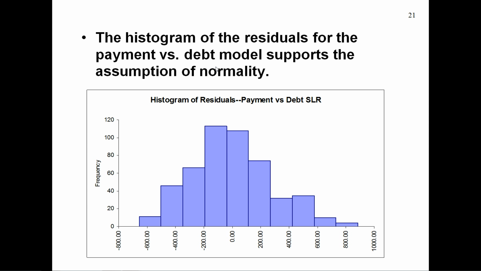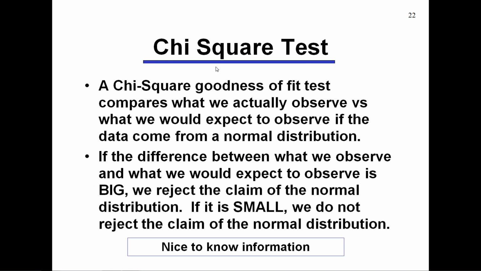A histogram. Here's a histogram of the residuals associated with the payment versus debt simple linear regression model that we've looked at previously. I just built this histogram using Excel, or I actually forget what software I used, but I suspect it was Excel. And that histogram of those residuals looks pretty normal. And so in that particular case, I would feel pretty comfortable about the validity of that assumption.